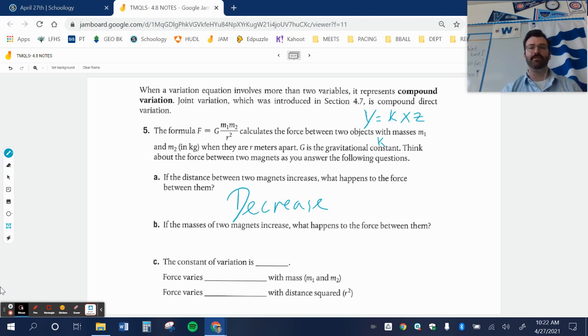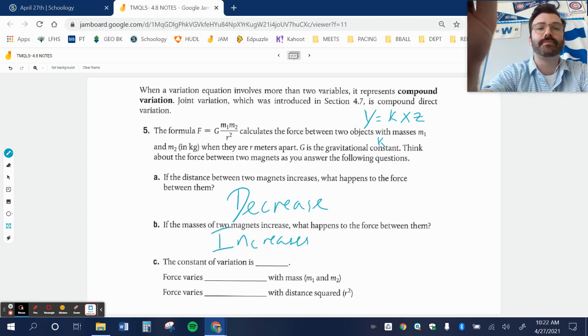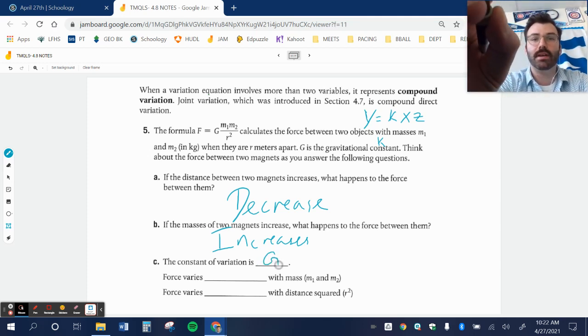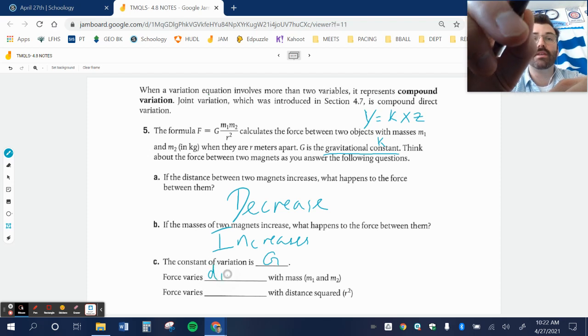If the masses of two magnets increase, what happens to the force between them? As these magnets get bigger and bigger, bigger magnets are pulled together more. The constant of variation, which we found out at the beginning, was G. Force varies blank with mass and blank with distance. The mass is our M1 and M2, so that is direct variation. Directly. And R squared is in our denominator, so that's inversely.